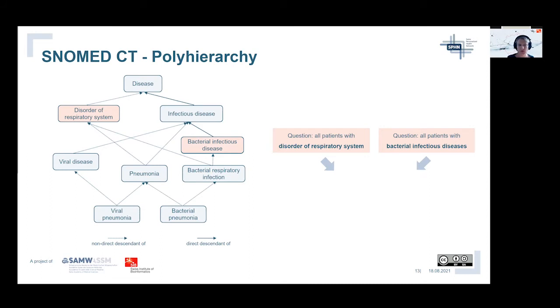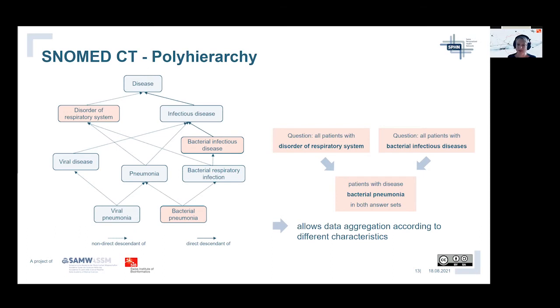And the beauty of the polyhierarchy is you can ask from different perspectives and still get the data. For example, here in this example, bacterial pneumonia is included in both answer sets, depending on where you come from, it's going to be in. And this is, as you might have seen before from the monohierarchy, not that easy.